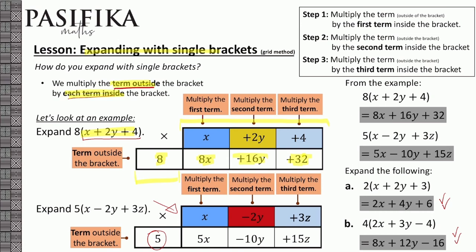So just remember the steps. Step 1, multiply the term outside the bracket by the first term inside the bracket. Step 2, multiply the term outside the bracket by the second term inside the bracket. And step 3, multiply the term outside the bracket by the third term inside the bracket. And that is it. That is how you expand with single brackets having 3 terms inside the bracket.